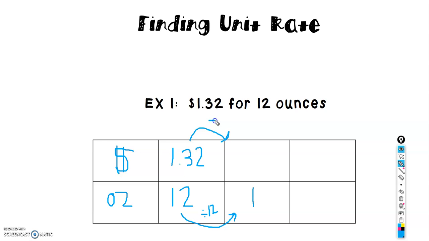1.32 divided by 12. I'm going to do this on my calculator really quickly. Not one I can do in my head, super easy. 1.32 divided by 12, and I got 11 cents. So it would be 11 cents per ounce, and that's our unit rate, 11 cents per ounce. You notice that I took a small number and divided it by a big number. A lot of times when we are dealing with money, we're going to do that, so don't let that trip you out.